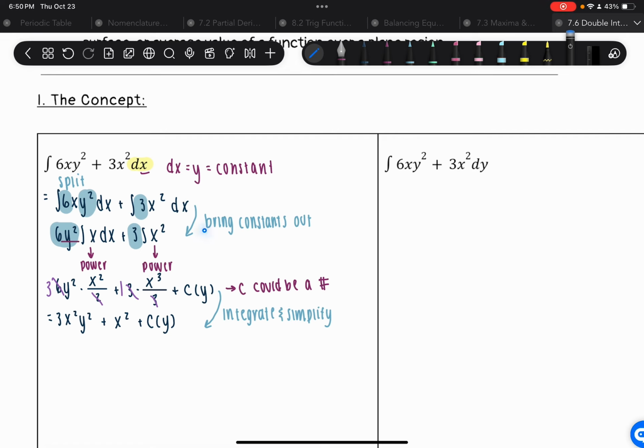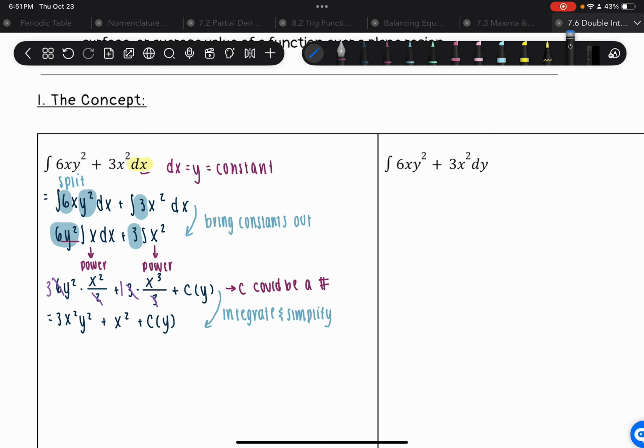Another thing to do is to bring out the constants. So since this is dx and y is a constant, we can bring out the 6y squared. So we have 6y squared, the integral of x dx, plus 3, and then the integral of x squared. Then from there, we can just integrate it with the power rule, as we would typically do, and then simplify it to this.